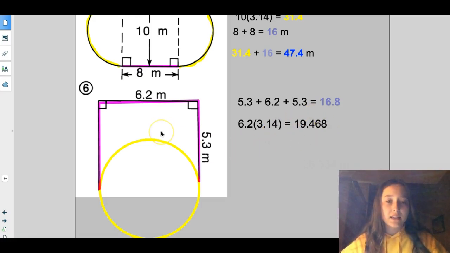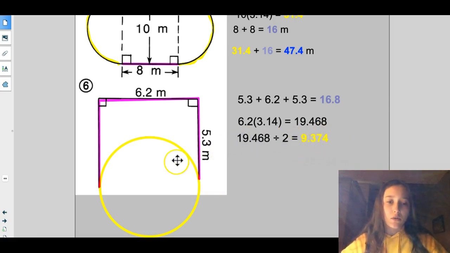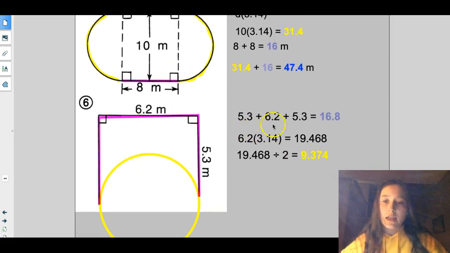But now that's the circumference of this whole circle. In this shape, we only have half of it, so we're going to divide that by 2. That's going to give us 9.374, which will be our answer. And then we're going to add 16.8 and 9.374 together, and we get 26.534 meters.